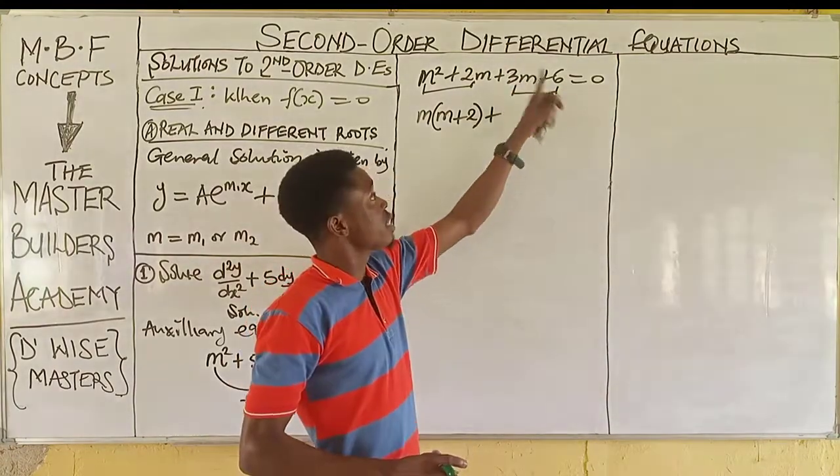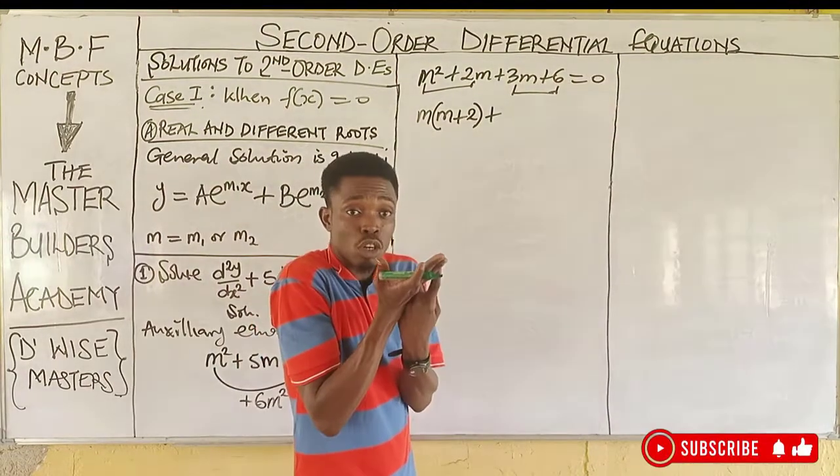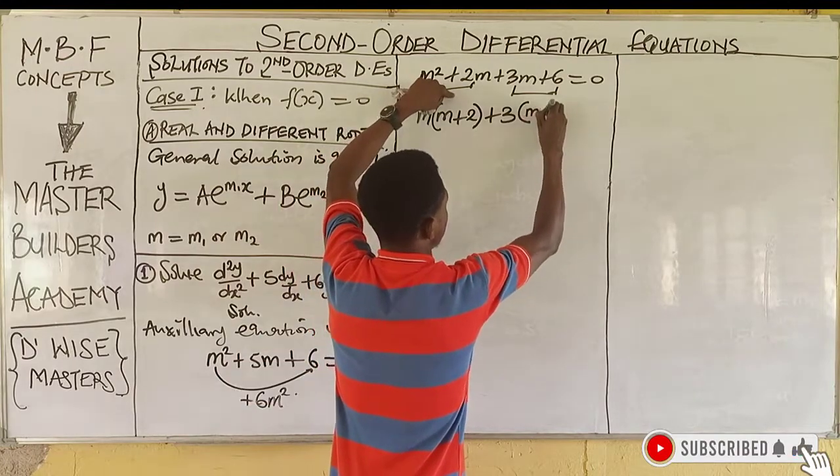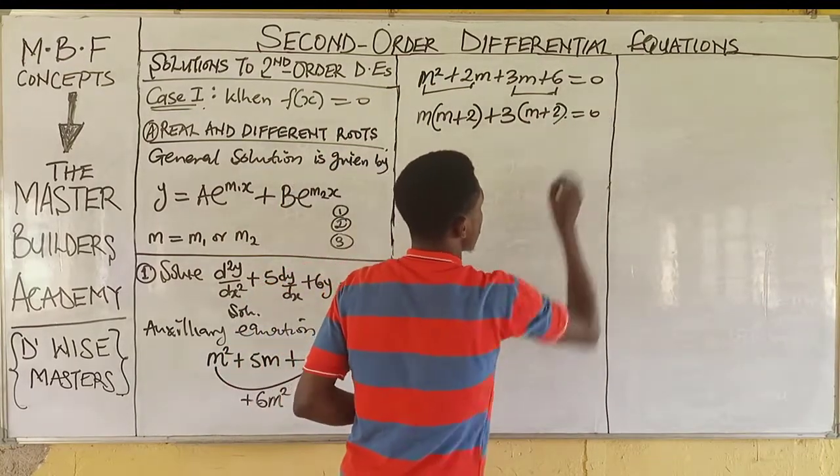Now look at the number. This is 3, this is 6. And 3 is a factor of 6. That is to say 3 is common. Put down 3, just repeat what you have in the first bracket. That's all. Then equal to 0.